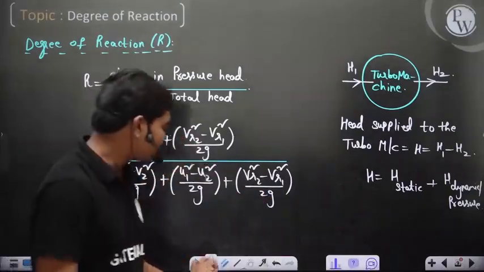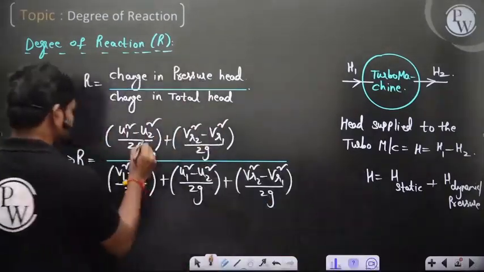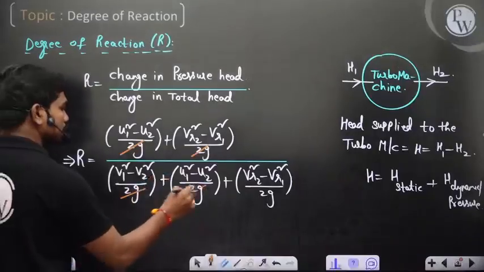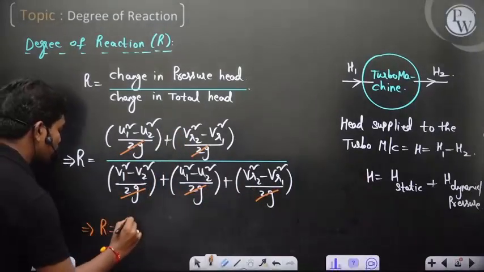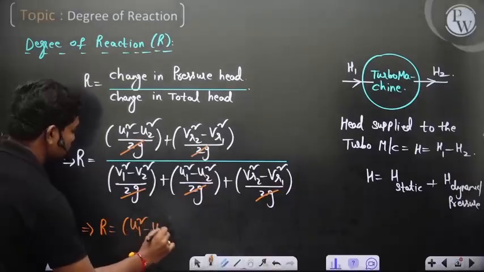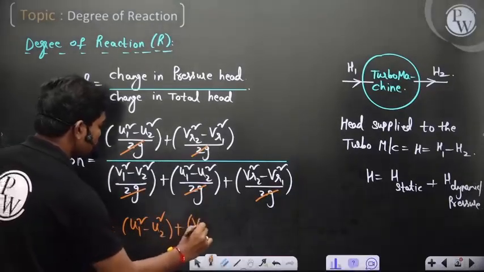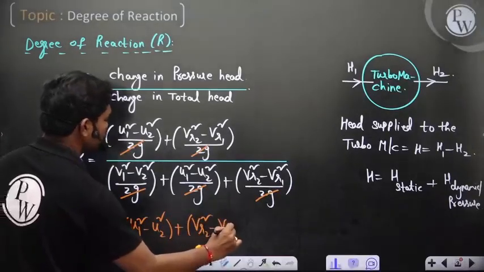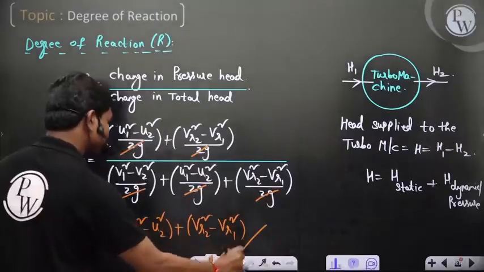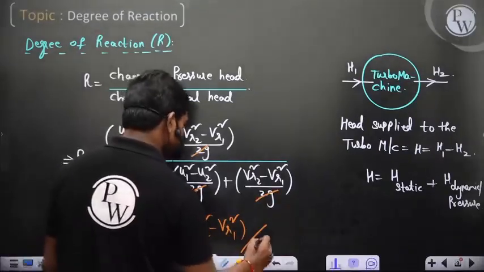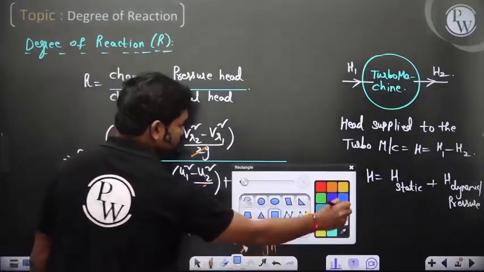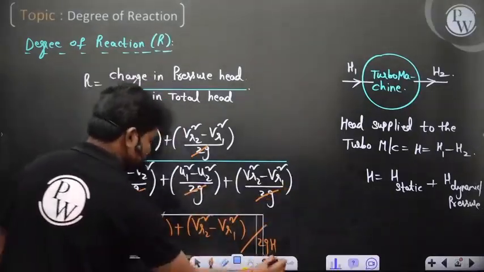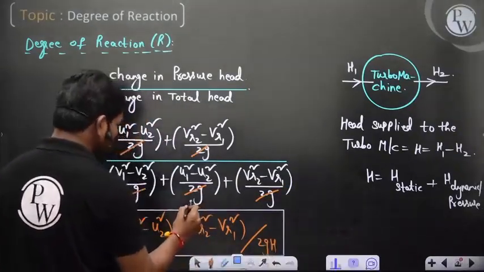Okay, so if you cancel this 2G, because it's a constant, you can cancel it in all the cases. So the ratio is something like R is equal to U1 square minus U2 square plus VR2 square minus VR1 square, divided by this total H or 2GH, where H is the power delivered. Now let's see in case of impulse machines.